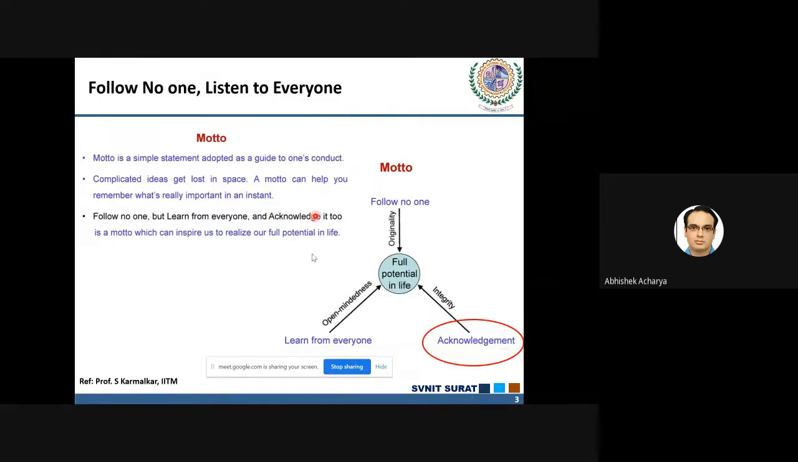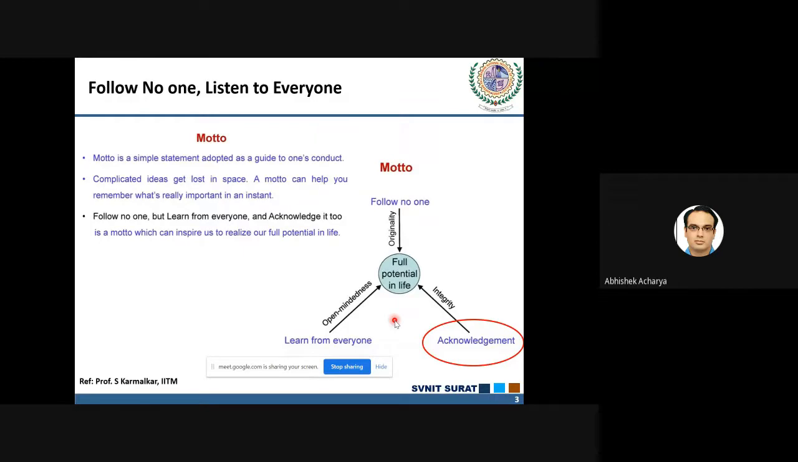Okay, so whenever a researcher is entering the world of research, what he has to do initially is refer to some literature. That is what we are saying: listen to everyone, or learn from everyone. So you will go through the research papers of the researchers who have already done work in that particular area. You will be learning from their papers.